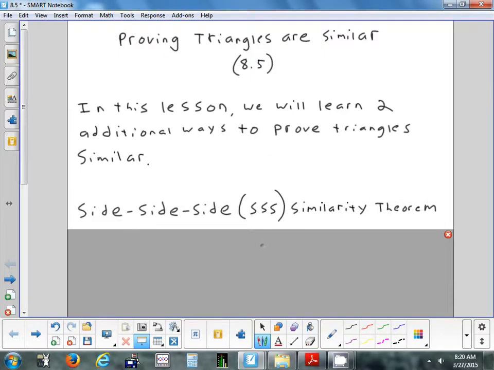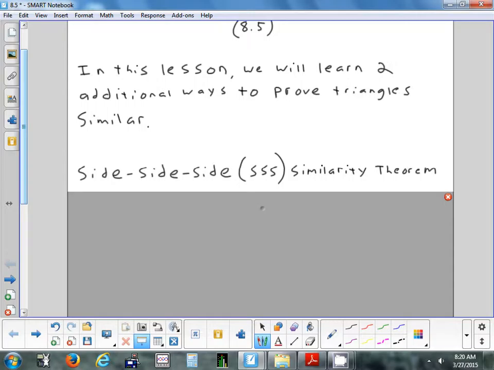The first one is the side similarity theorem. Does anybody recognize this a little bit? Kind of looks like something we did earlier, right? Earlier we did the side congruence theorem, proving 2 triangles were congruent. Well, this is the side similarity theorem, so it's a little different. In the side congruence theorem, we had to show that 3 sides in one triangle were congruent to 3 sides in another triangle. That's what we did before.